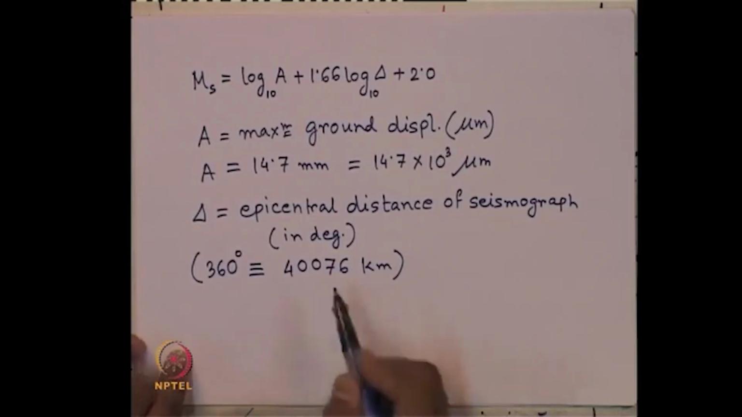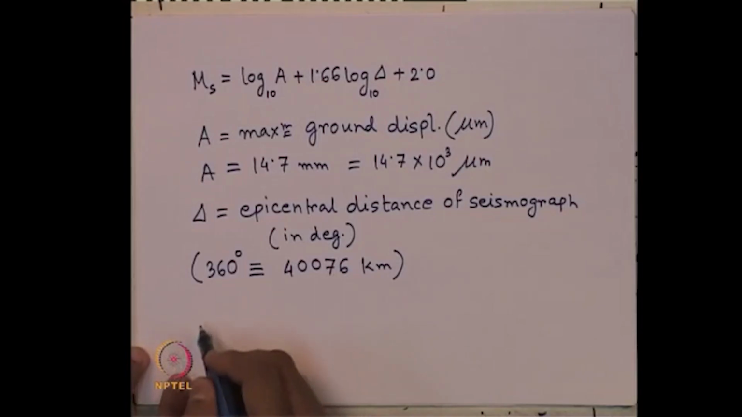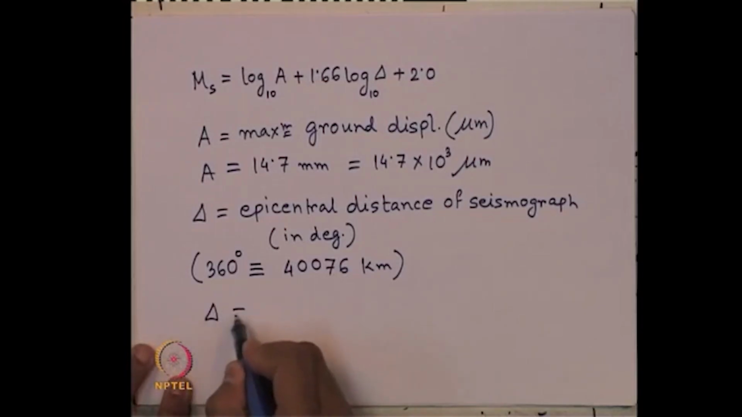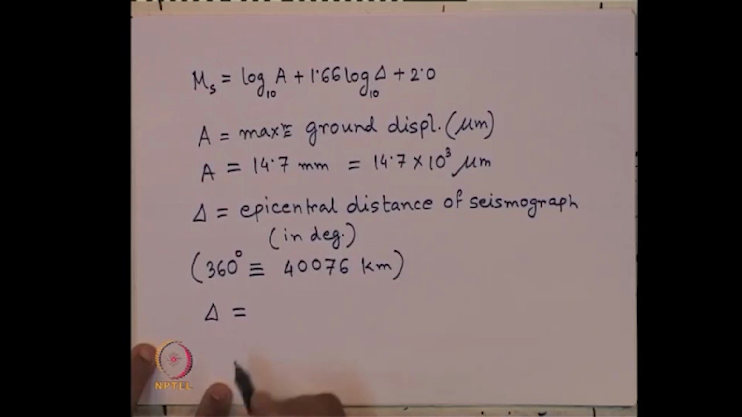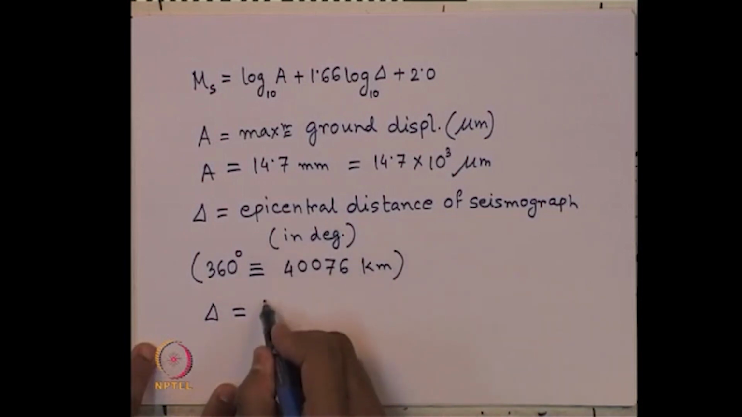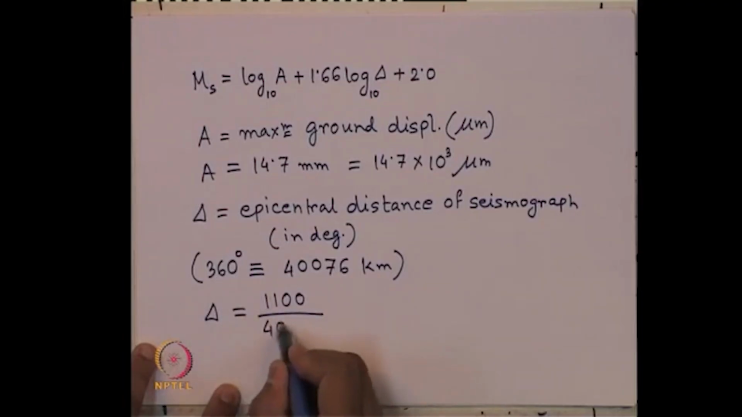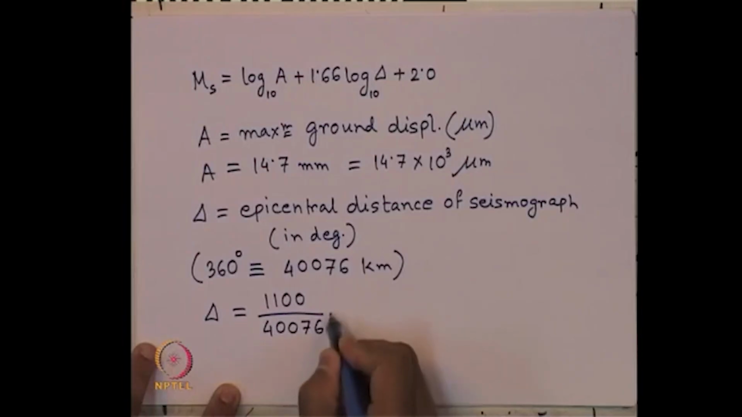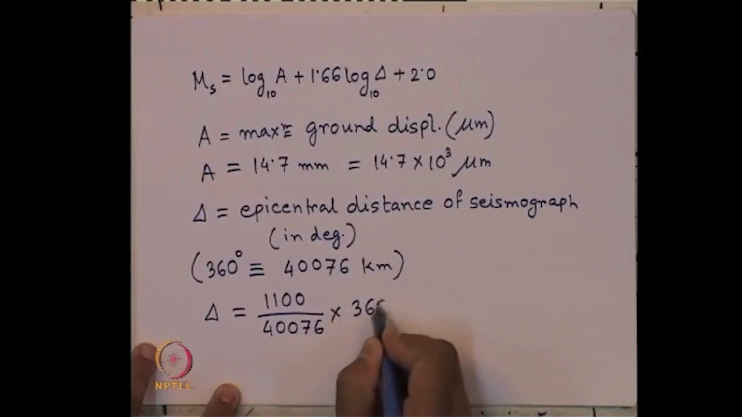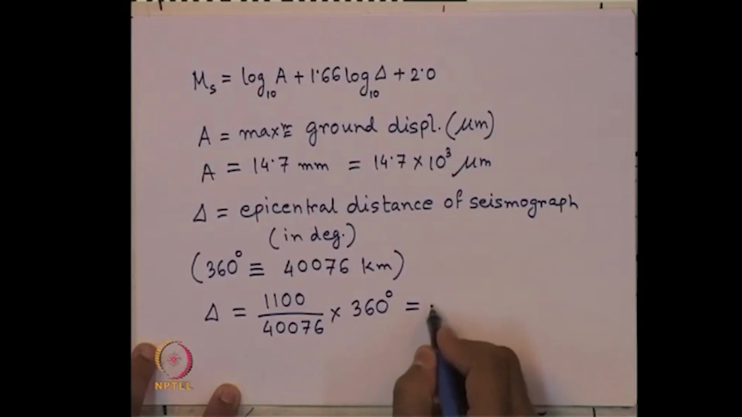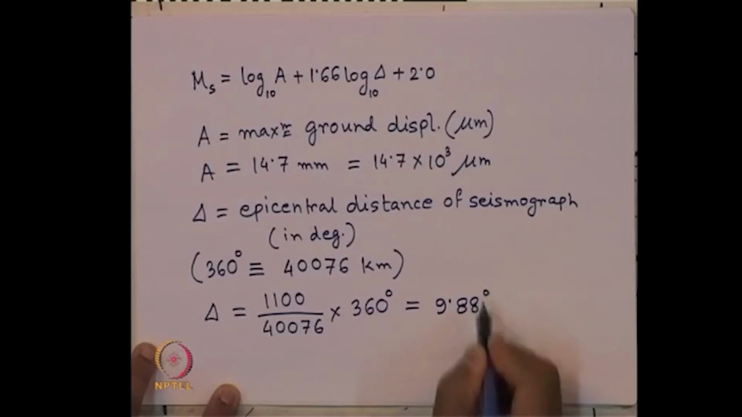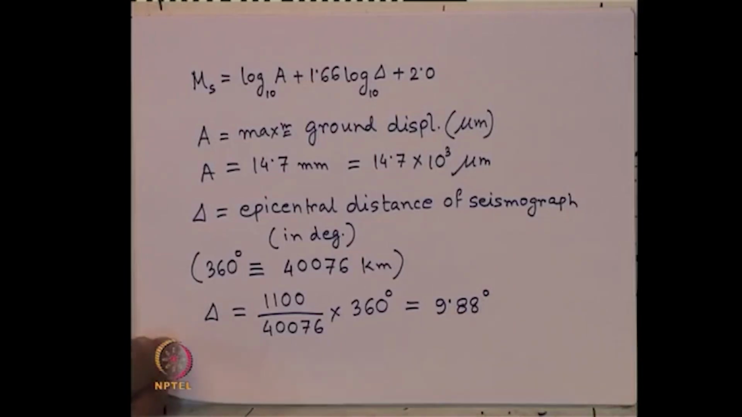So, it is 40076. Now, delta will be, for our given case, what is the distance given? It is 1100 kilometers. So, that kilometer is equivalent to how many degrees we need to find out. So, this into 360 degrees, it is coming to about 9.88 degrees. So, that should be in degree unit. We have converted it into degree unit.